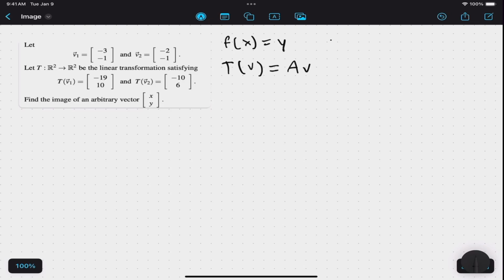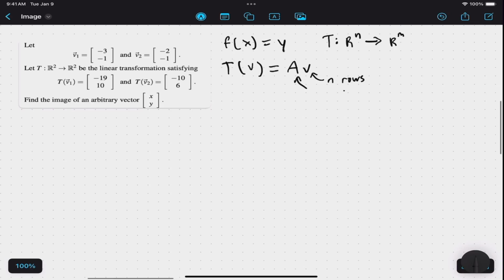So linear transformations take an input vector, let's say that's in Rn, or it has n rows, and outputs another vector, let's say that has m rows as well. So if our input has n rows, that means V has n rows. And following the rules of matrix multiplication, we know that this matrix has to have n columns. So the dimensions are m by n. So m by n matrix.